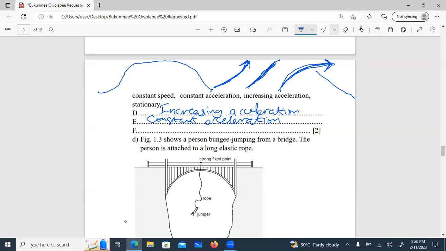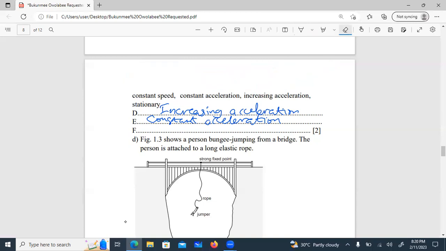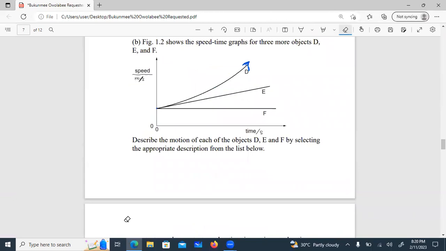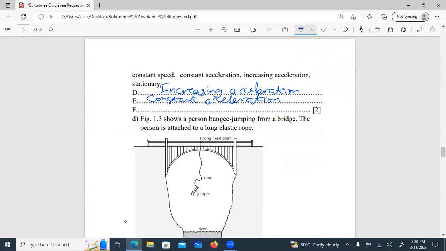So let me clean up all of this and write for E. Let me check out the graph for E again. So as for E, we have a straight horizontal line. That means the speed is constant, or you say acceleration is 0. Let us see what we have for F.